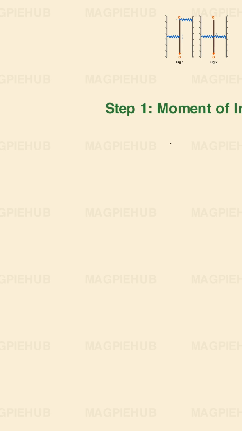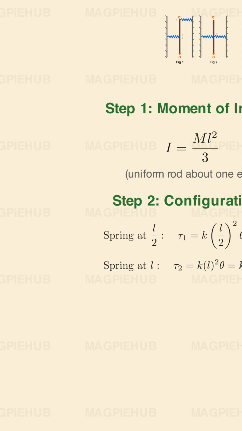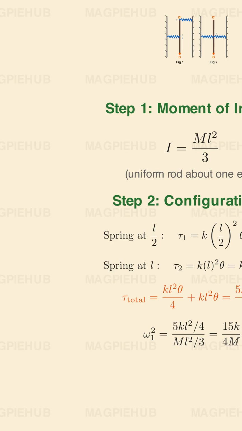Step 1. The moment of inertia of a uniform rod of mass m and length L about one end is I equals mL squared by 3. Step 2. In Configuration 1, the spring at distance L by 2 from the hinge contributes a restoring torque of K times L squared by 4 times theta. The spring at distance L from the hinge gives KL squared theta. The total restoring torque in Configuration 1 is KL squared theta over 4 plus KL squared theta, which equals 5KL squared theta over 4. So omega 1 squared equals 5KL squared over 4, divided by mL squared over 3. Solving this gives us 15K over 4m.